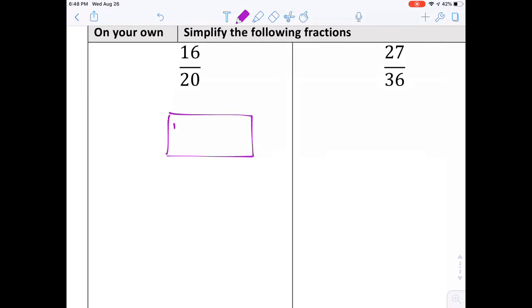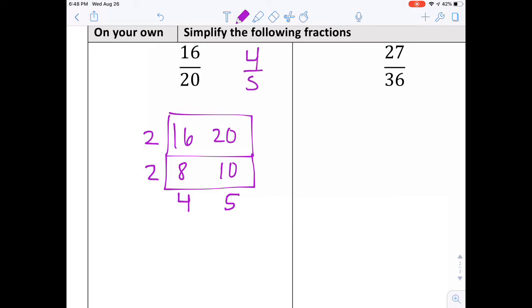So we've got 16 and 20. You can divide a 2 out of both to get 8 and 10. The cake continues because both can be divided by 2 again to get 4 and 5. Our simplified fraction is 4/5.